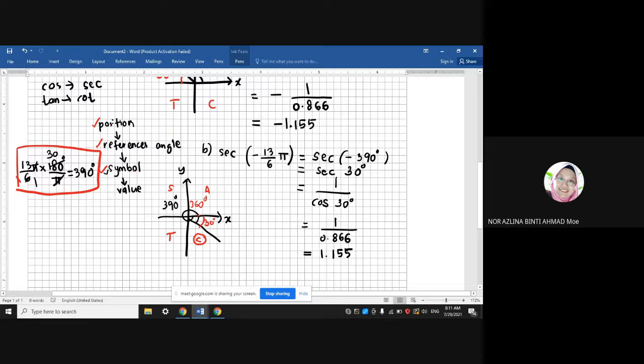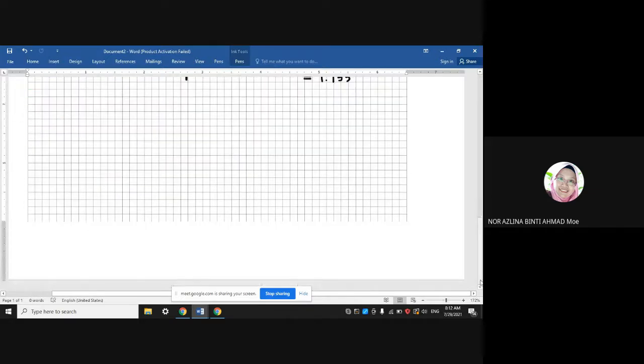Okay. Now we need to know the symbol. This is secant 30. Secant 30. Cos. So cos at the quadrant number 4 must be positive. So here is positive. Okay. Ni tak ada symbol ni positif ni. So secant is 1 over cos. Cos 30. Okay, next. Example 9.